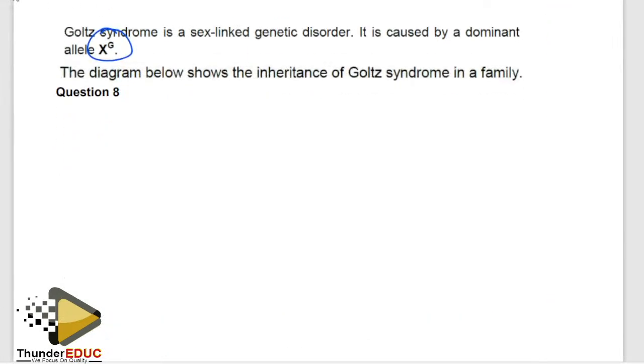But now let's go to, hey guys, the problem comes in when it is caused by a dominant allele. Okay, let's look at it. When it's caused by a dominant allele, the syndrome is sex linked. You see, they have talked about it, but it's caused by a dominant allele. The diagram below shows this syndrome in the family.